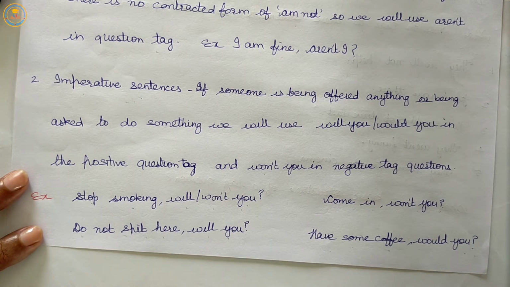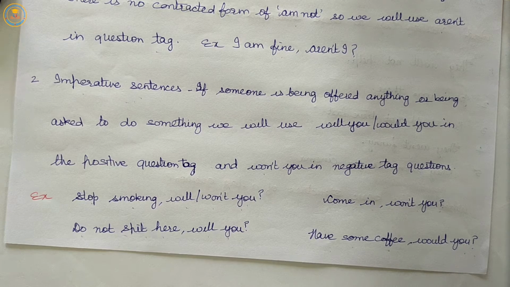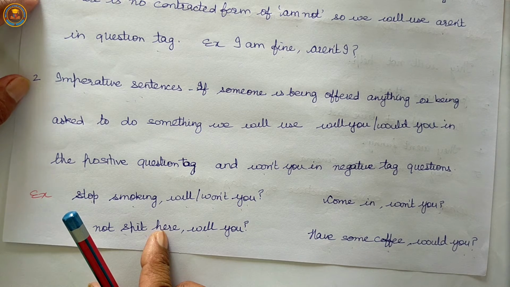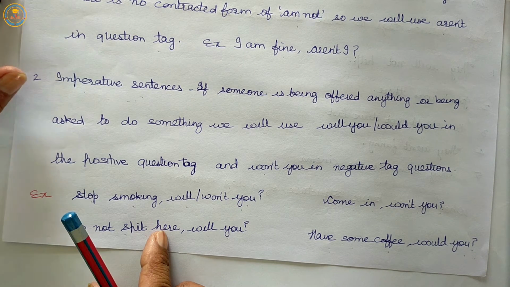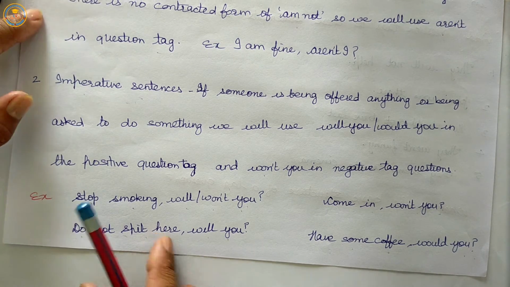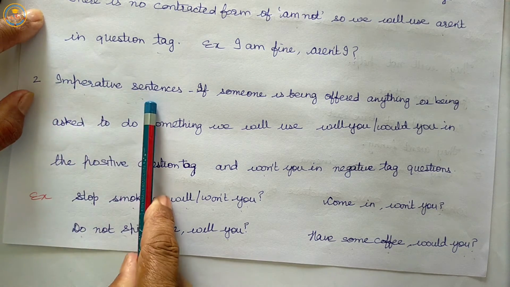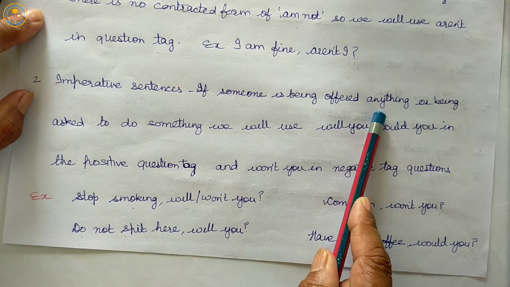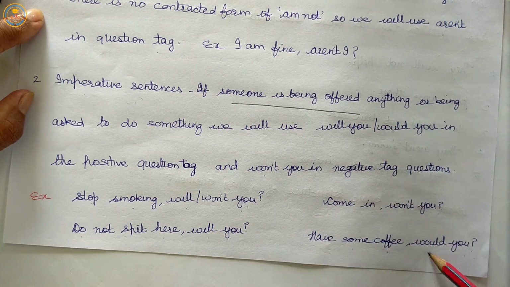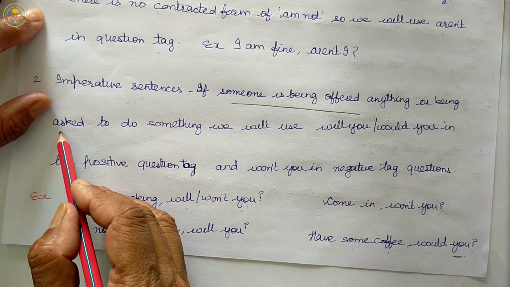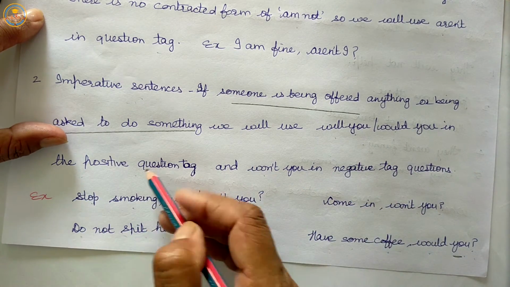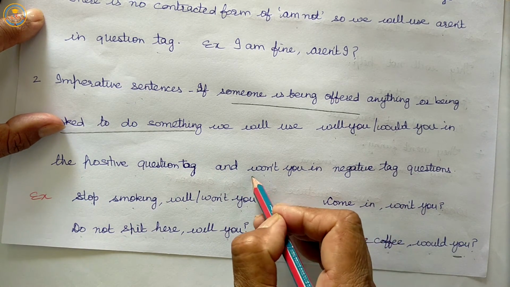Would you? Question mark. So here in imperative sentences, these two things we can include in rules also, because these are the main points, or you can say the thick level of the forming of tag question, that is intonations and expressions. These three imperative sentences. If someone is being offered, have some coffee here, would you, or anything, or being asked to do, we will use will you or would you in positive, or for negative we will use won't you.